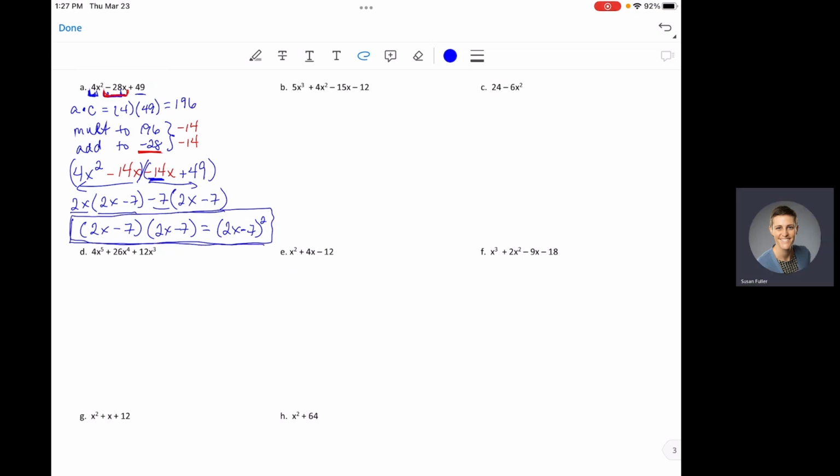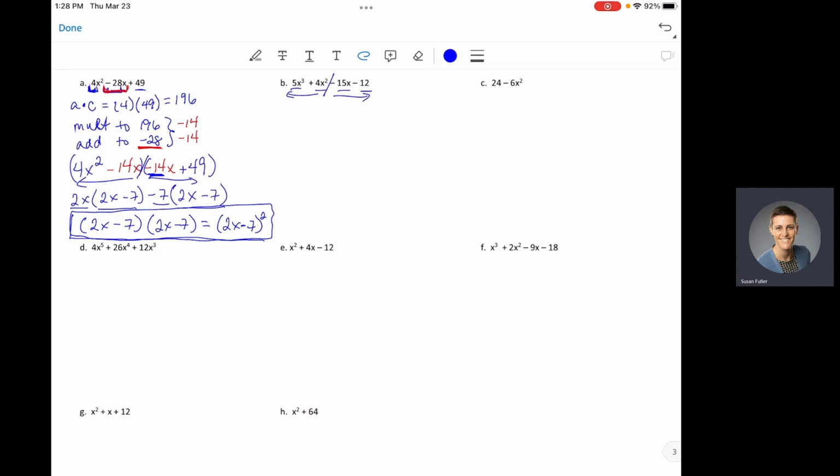All right, let's hop to the next one. 5x to the third plus 4x squared minus 15x minus 12. You're going to look for a greatest common factor to come out of everything, and you're not going to find it. So now we're going to say, okay, I've got 4 terms. That means grouping. Chop it in half and take your greatest common factor from each side.